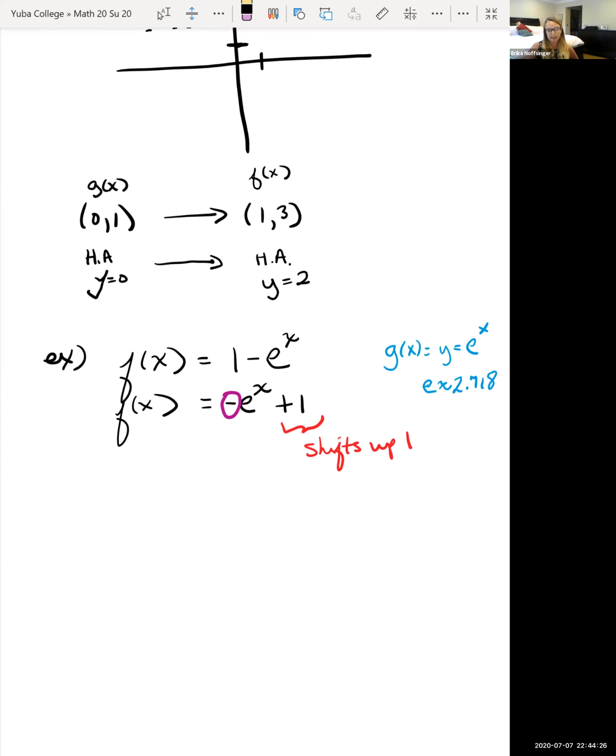So notice that e is greater than 1. So we know what the general shape of our graph is. This negative, in order to get the negative out here, we would have had to multiply our y value by -1. And so this changes the y value, and so it's a reflection. Changing y reflects it across the x-axis.